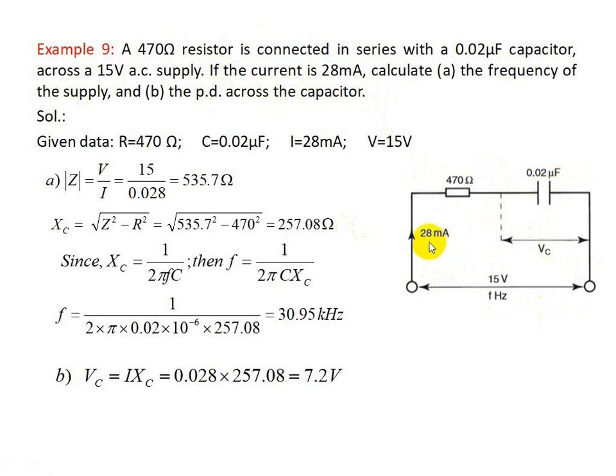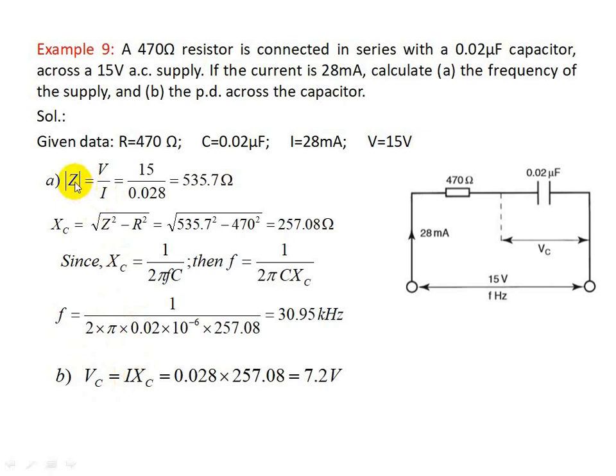And the current in the circuit is 28 milliampere. Supply voltage is 15 volts. You have to find out the frequency. So first we have to find the impedance. From impedance you can find XC. From XC you can find the frequency. Then we can find the voltage across the capacitance, for which we use the formula I into XC.